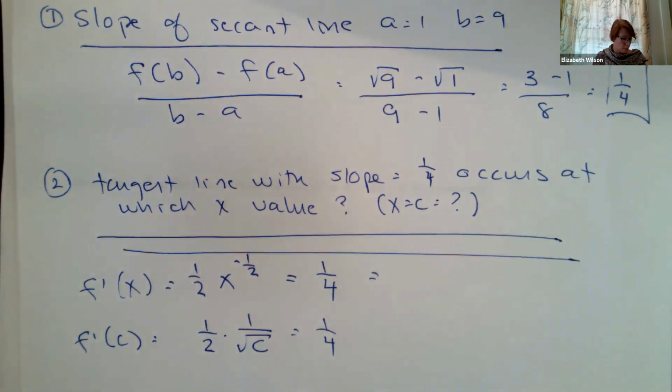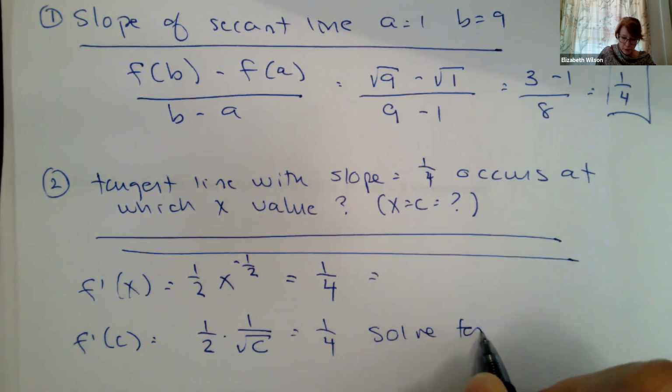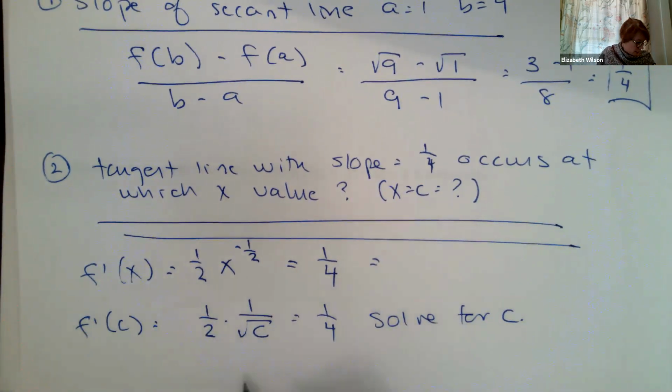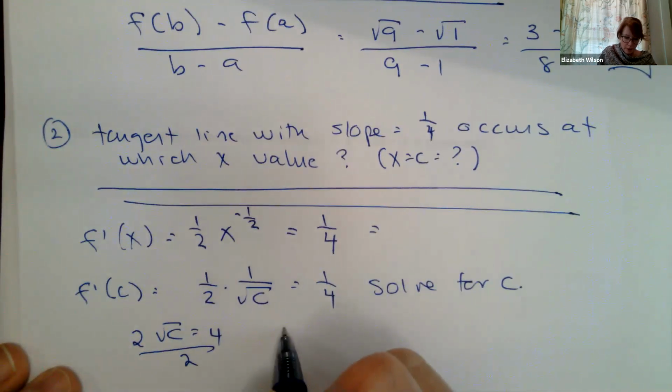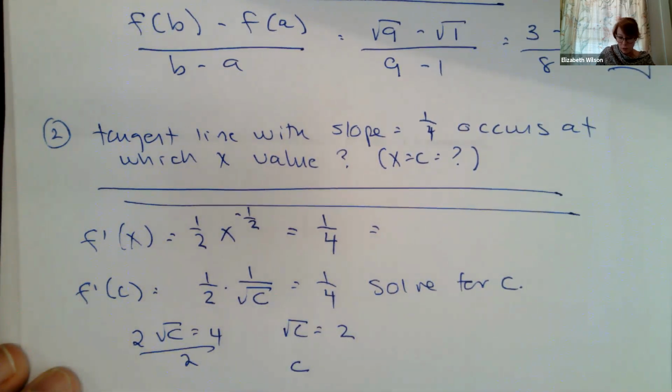So I've got to cross multiply because I want to solve for C. What C value is going to give me that? So I'm going to cross multiply. This is going to be 2 radical C equals 4. I'm going to divide by 2, sorry, and say radical C equals 2. And remember, I want to get C equals, so I have to square both sides, so C equals 4.